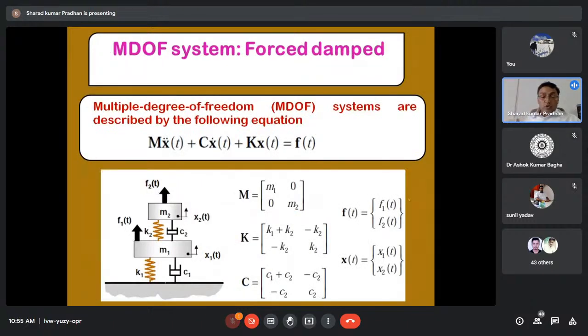Multi-degree of freedom, everybody knows. Suppose this is the system given. We have got M, we have got K, we have got C. C means a damped system is there. Multi-degree of freedom because there are many masses, many springs.